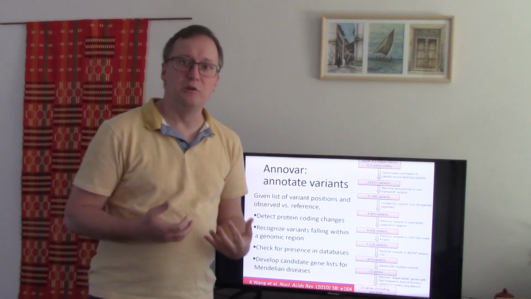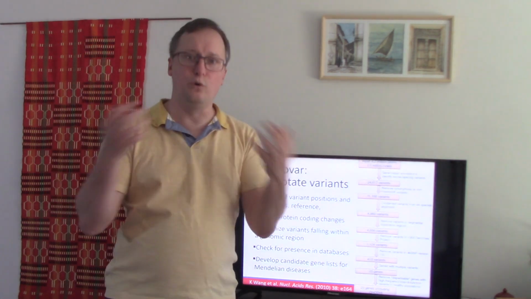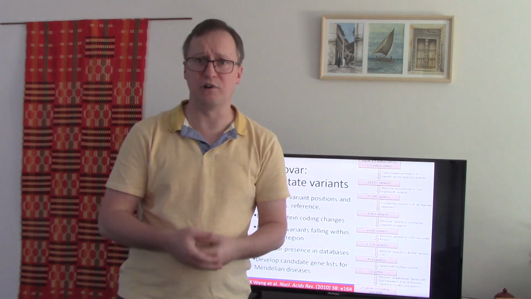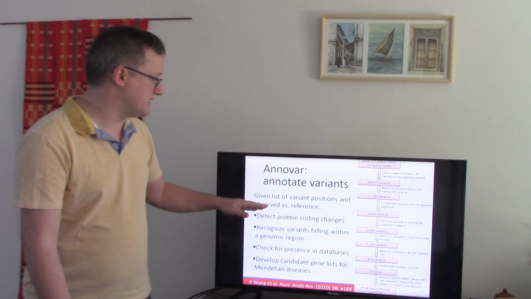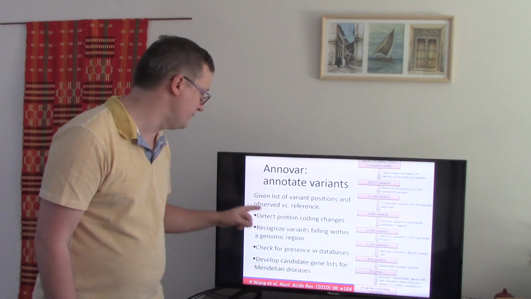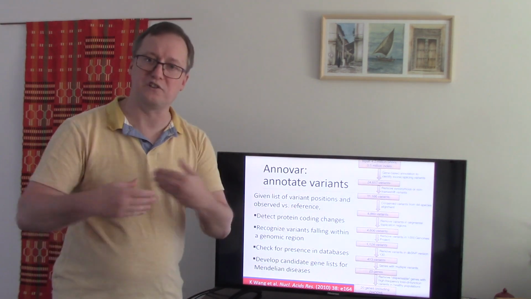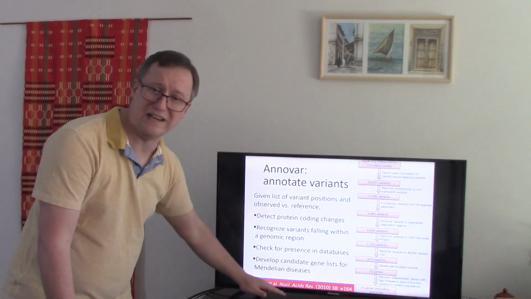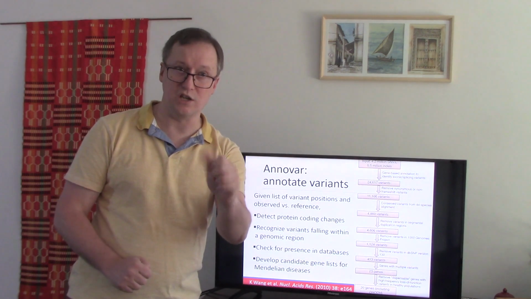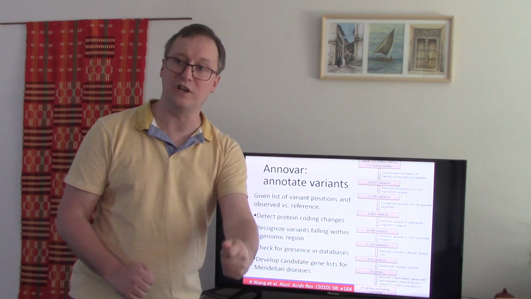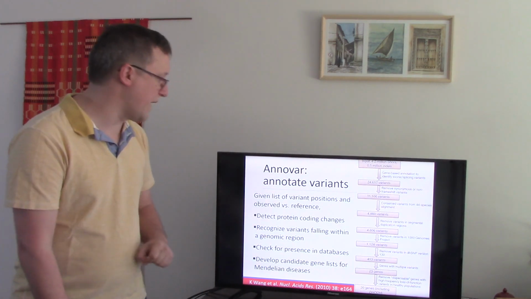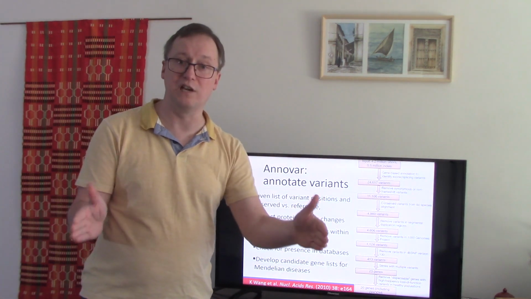ANNOVAR is a really valuable tool for us to start digging through the great heaps of sequence variants we detect anytime we sequence and map a particular person's DNA. So ANNOVAR is going to receive a list of the genetic variants, what positions they take in the genome, what is the observed letter, what was the reference letter supposed to be, and from that, it can do quite a lot. It can detect protein coding changes, which is to say, this sequence variant appears within a protein coding gene, and it causes a change in the amino acids. Very important.